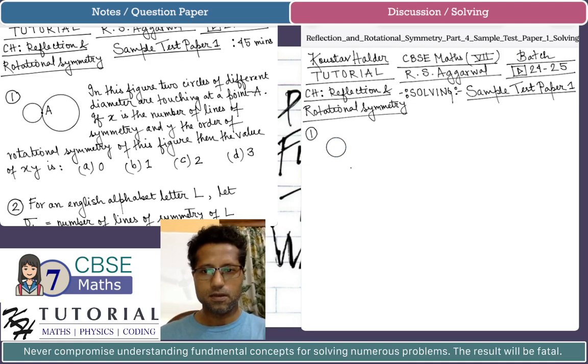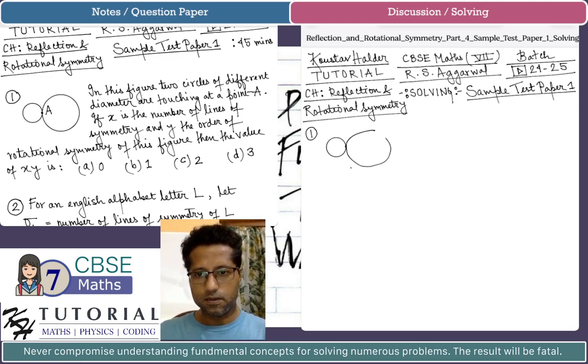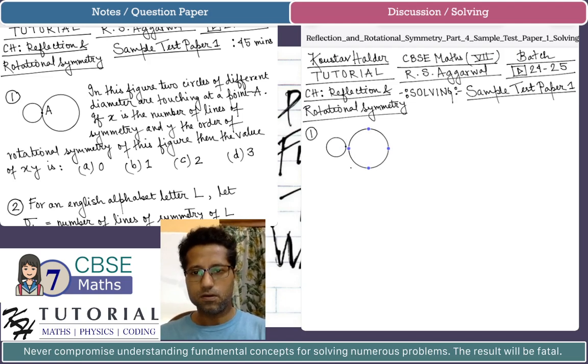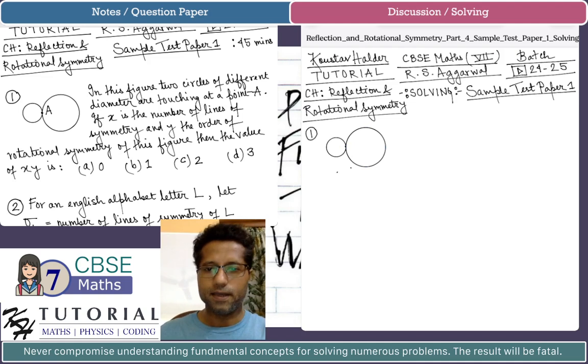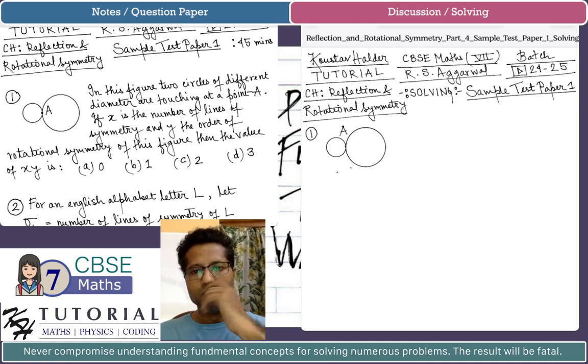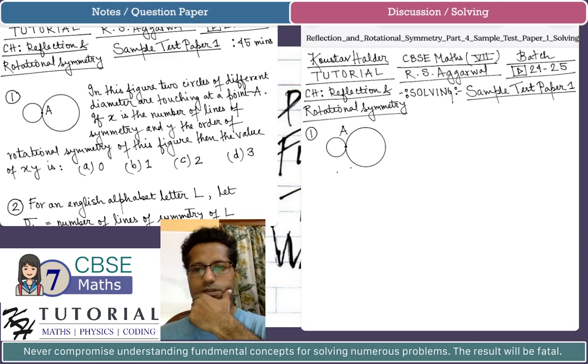This is a circle, and let's say somewhere at point A, let me draw the other. We have another circle touching. They are having a contact. They are touching at the point A. Okay, so this is the point A. And the diameters are different. Now definitely the diameters are different. Okay, now let's understand the lines of symmetry.